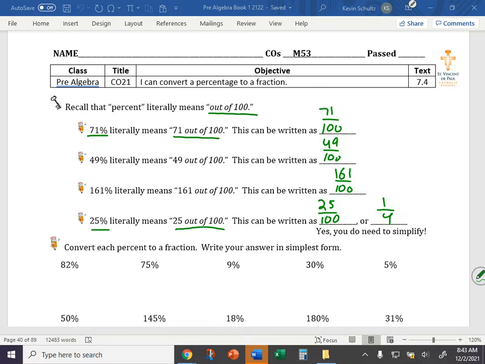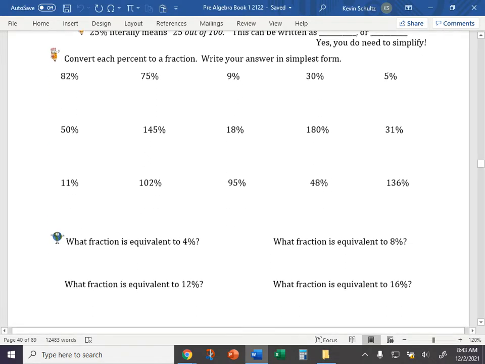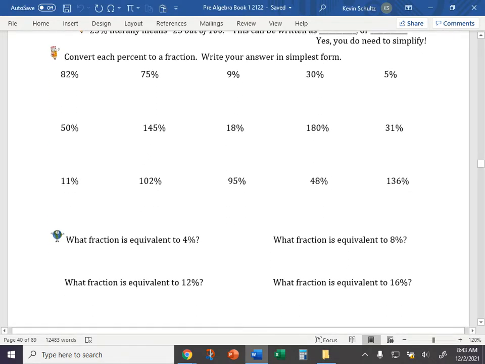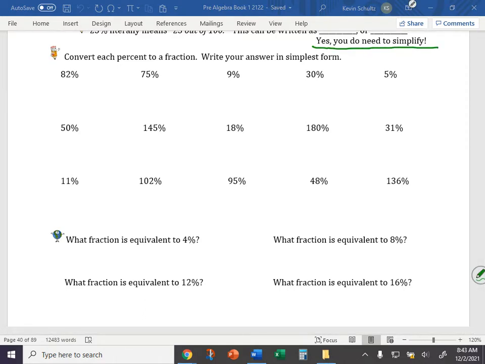Tony, so I have a question about the next stuff. Yes. So for 102%, you would write it as 102 out of 100. Would you have to simplify that? Because they could both go into whatever number. If you can. Okay. Yes. But it's improper. You do need to simplify. Improper fractions can still be put in simplest form.